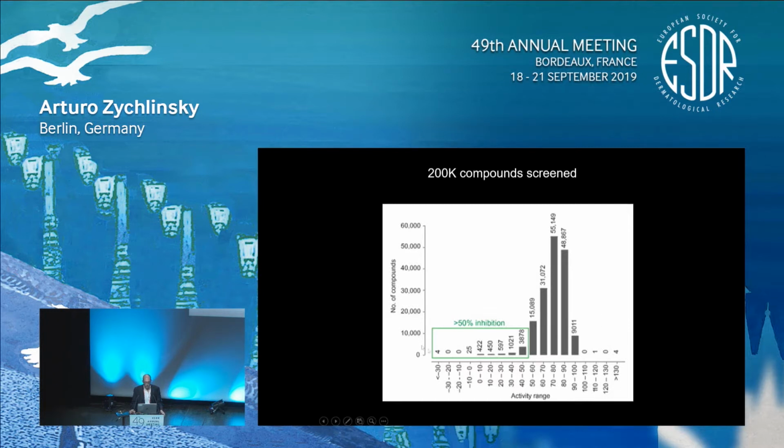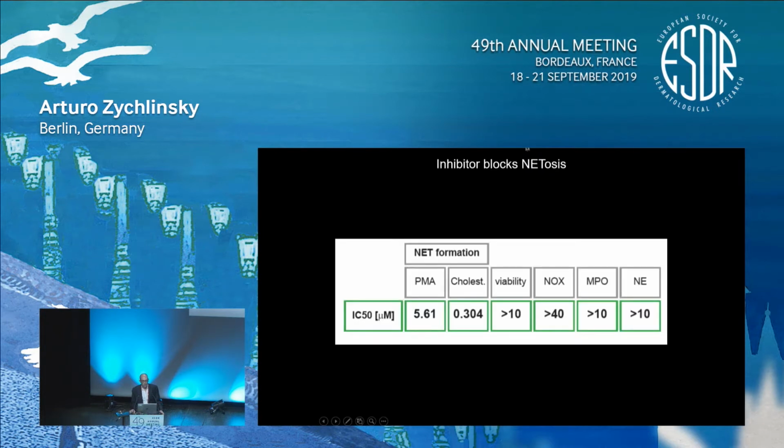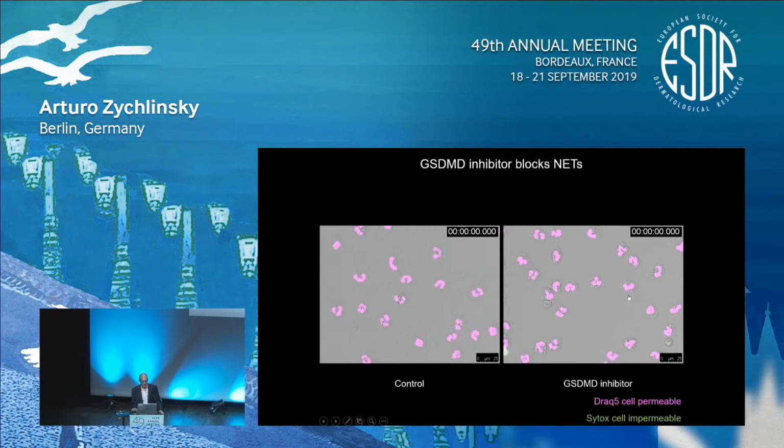So these are the results. Around 10% of the compounds we tested inhibited net formation by 50%, which is what we'd expect. And interestingly, we identified a compound that inhibited net formation when activated with a mitogen, with cholesterol, did not affect viability, and importantly, was not an inhibitor of the NADPH oxidase, myeloperoxidase, and elastase, which we already knew were important in the formation of nets. And the inhibitor really works very well.